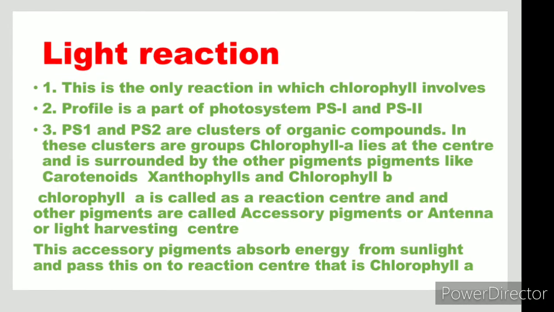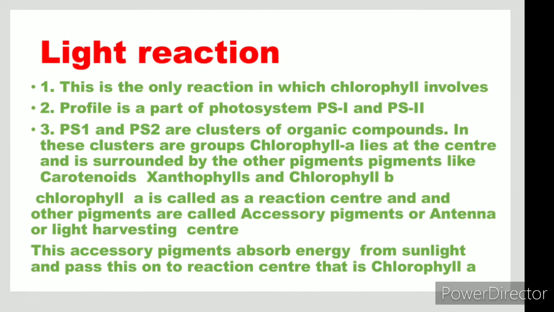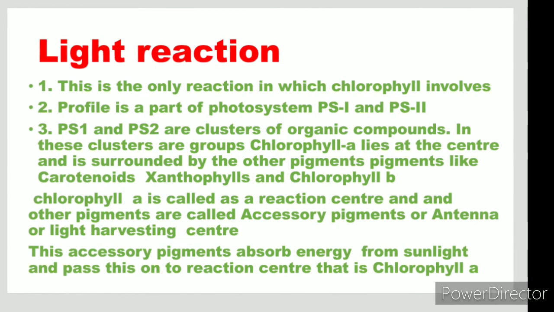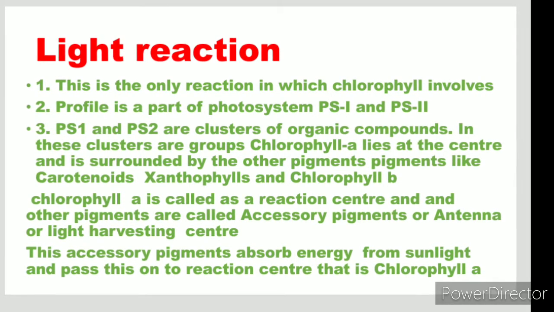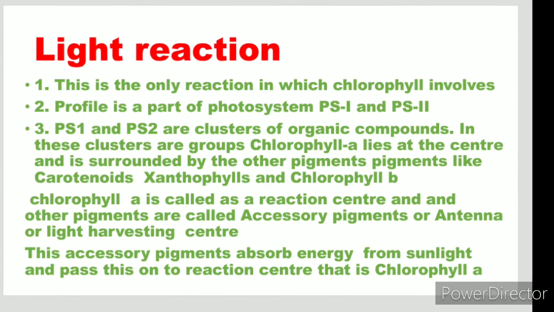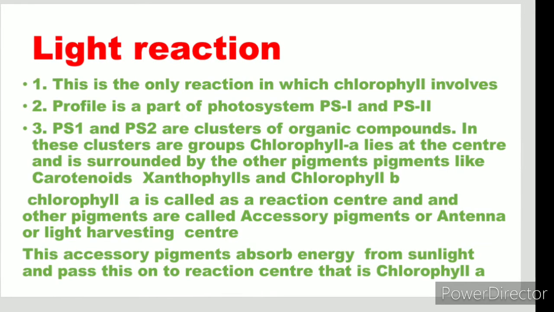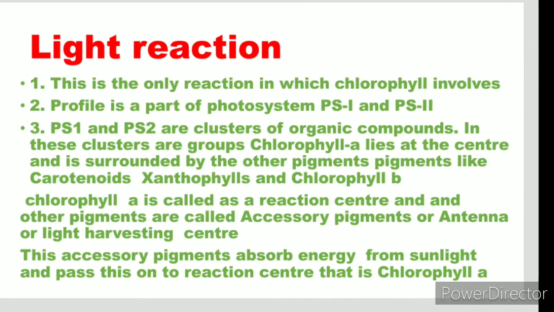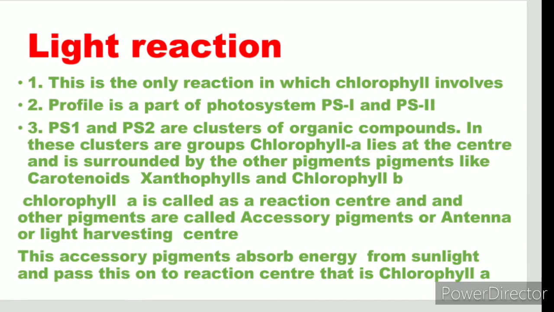We go for the light reaction. The light reaction is the only reaction in which chlorophyll is involved. Chlorophyll is a part of photosystem 1 and photosystem 2. Photosystem 1 and 2 are clusters of organic compounds. In these clusters, chlorophyll A lies at the center and is surrounded by other pigments. These other pigments are known as accessory pigments. Examples of accessory pigments are carotenoids and xanthophylls.